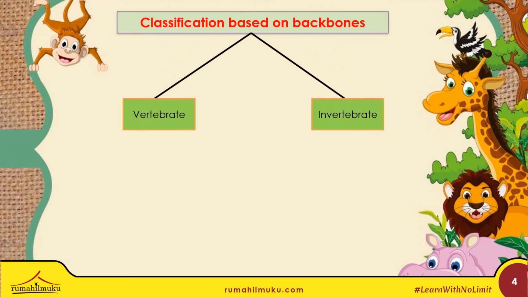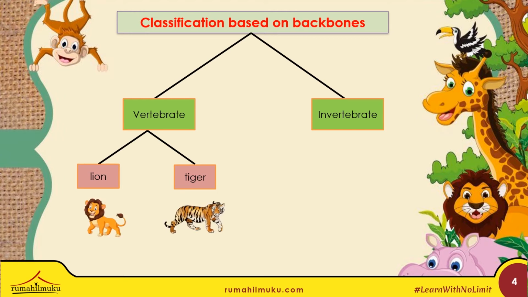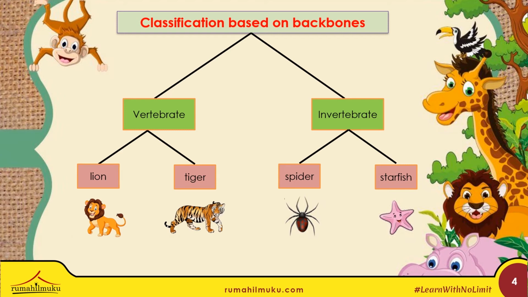So there are two groups for this, the vertebrates, or the ones with the backbones, or the invertebrates, the ones without the backbone. In the vertebrates, just like us humans, we are vertebrates because we have backbones. And the lion and tiger over here also have backbones, which means they are vertebrates. For the invertebrates, there are the spiders and the starfishes because they both don't have a backbone.